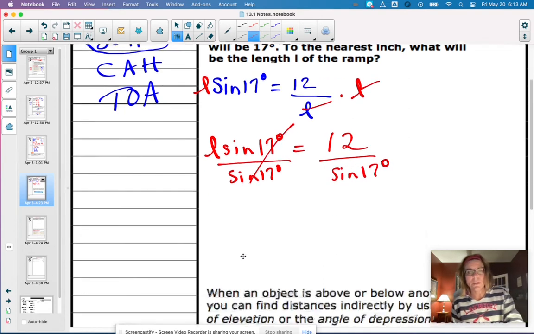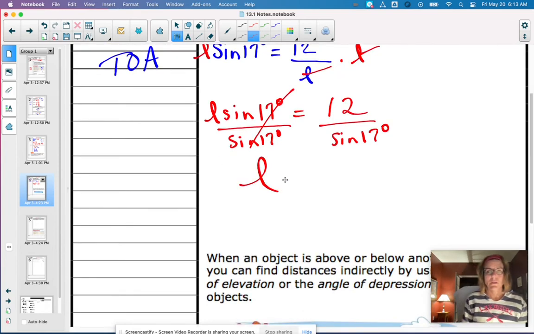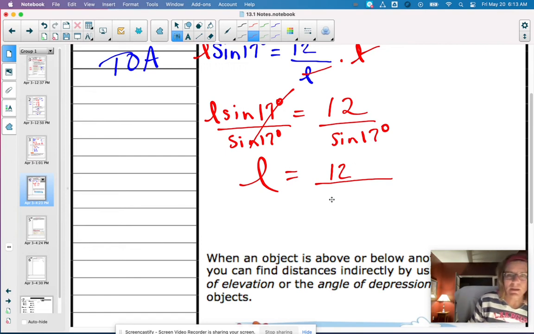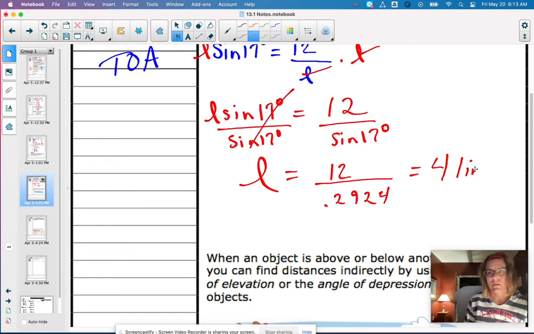I'm going to scroll down. And on your calculator, I'm going to write this out, I guess. You could type the whole thing into your calculator, but sine of 17 degrees should be, when you type it in, 0.2924. So make sure you try that on your calculator. And that's if your calculator is in degree mode. And when you do that, you will get 41 inches.